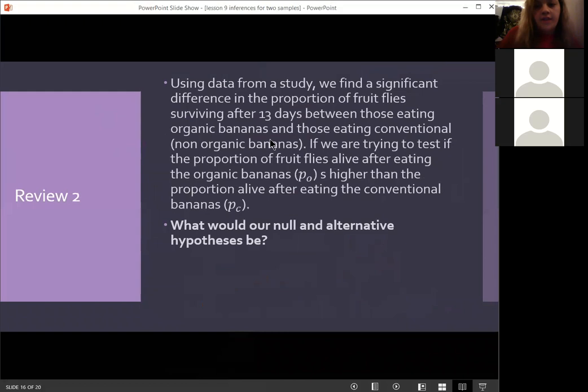Using data from a study, we find a significant difference in the proportion of fruit flies surviving after 13 days between those eating organic bananas and those eating conventional non-organic bananas. If we were trying to test whether the proportion of fruit flies alive after eating the organic bananas, which is P subscript O, is higher than the proportion of those alive after eating the conventional bananas, what would our null and alternative hypotheses be? This is basically part of our first step of the hypothesis testing procedure. So go ahead and try to write these, and then we will go over it.